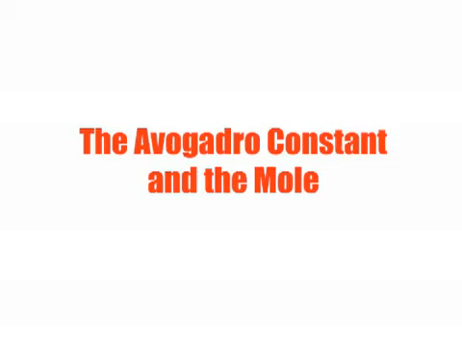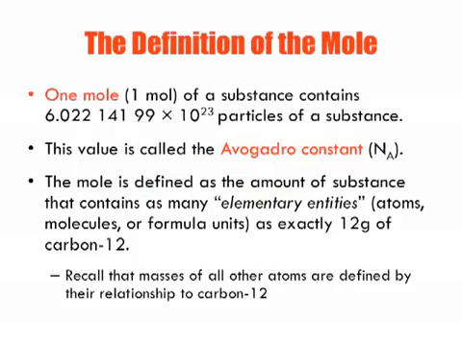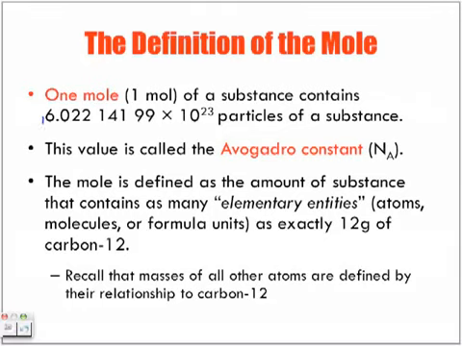The Avogadro constant and the mole. So the definition of a mole, 1 mole, which we use the symbol mol, of a substance contains 6.022141199 times 10 to the power of 23. The only one we're going to worry about when we're doing our calculations is just going to be 6.02. Don't worry about that part. So 6.02 times 10 to the power of 23, and it represents how many particles in a substance.